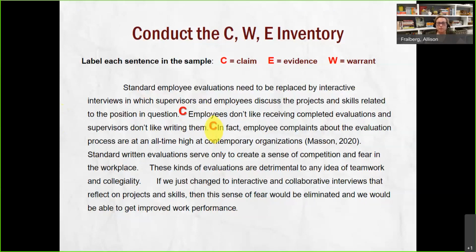Look, employees, can you imagine if you got really good evaluations that really paid attention to what you did and offered outlines for how to improve and how your work could become more valuable? Wouldn't you like getting that kind of evaluation? I do. And supervisors don't like writing them. Well, you know what? I know a lot of supervisors who quite like writing them. And reasonable people could disagree about this. It's a claim.